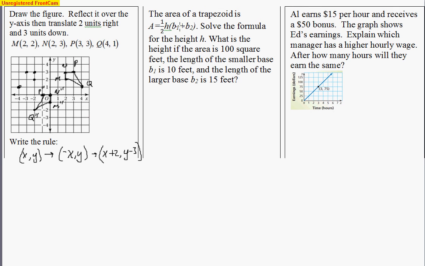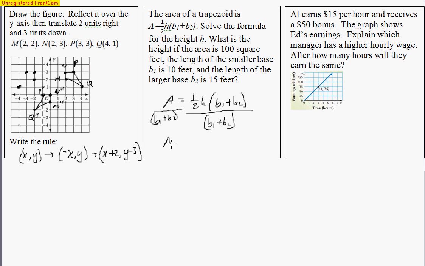So for this next problem, it says that we're supposed to solve the formula for the height. And then it says, what is the height if the area is 100 square feet, the length of the smaller base is 10, and the length of the larger base is 15? So let's start off with our formula. And we're supposed to get h by itself. The way I'm going to do that is start by dividing by b1 plus b2. I'm going to move that over to the other side. So do an opposite operation. Since it's being multiplied, even though there's addition going on, the parentheses say that it's being multiplied by 1/2 h.